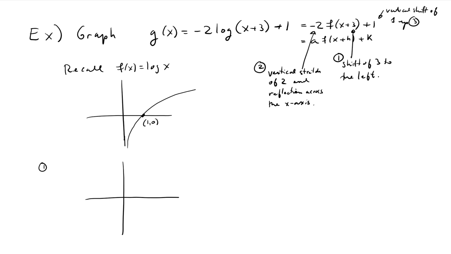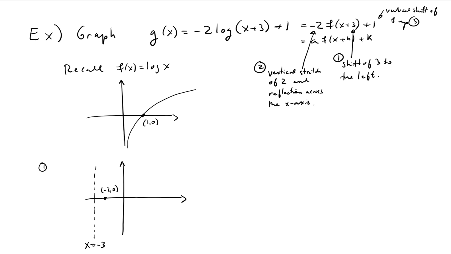So we take our graph, and we shift it 3 to the left. Since the y-axis is an asymptote, that's going to be shifted too. So let's start with that. We're going to shift our asymptote. So now x equals minus 3 is the new asymptote. (1, 0) is going to go to (minus 2, 0).